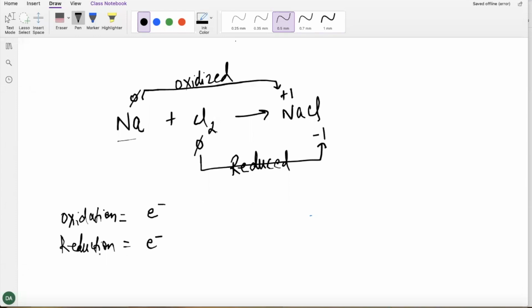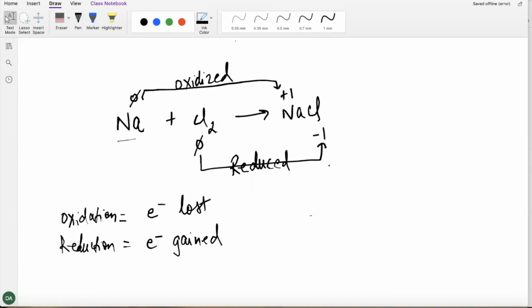Gain. So reduction: chlorine went from 0 to -1, so it must have gained the electron. So that's what you say here. Reduction is you gained electrons, or electrons gained. And oxidation must then be electrons lost. Okay, great.